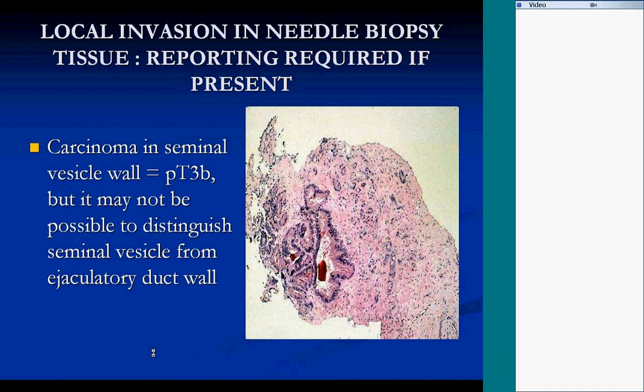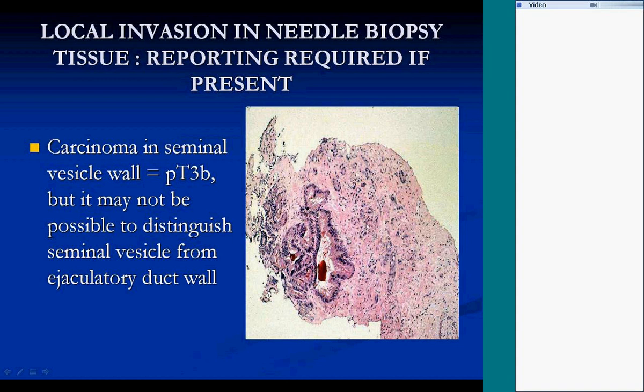Another type of local invasion is into the seminal vesicle, and what we mean by that type of invasion is seminal vesicle wall tissue specifically, and that's pT3b disease. The problem here is that it can be difficult to impossible to tell apart seminal vesicle wall from ejaculatory duct wall. The epithelium, as we can see here on the right, is exactly the same. You have those monstrous cellular smudge cells, and sometimes you can have pigment, although you can only see a suggestion of it here. But the thickness of the wall is really difficult to determine in these needle core samples.